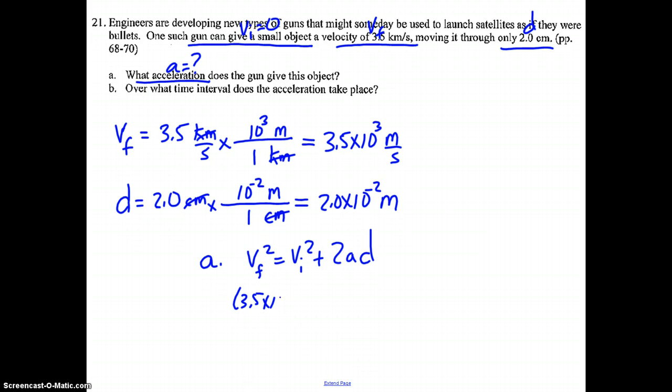Substituting 3.5 times 10 to the third meters per second. We have to square that. Equals, our initial velocity is 0. So VI squared would be 0 squared plus 2A, and our distance is 2 times 10 to the negative 2 meters.